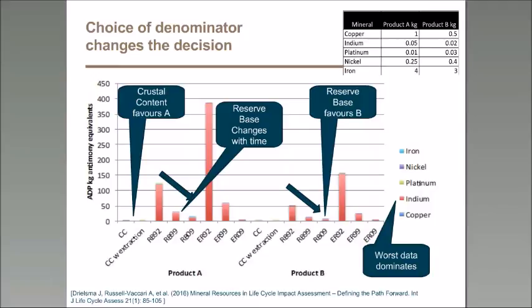And essentially, indium is driving the decision in this case. And what did we learn about the indium data a few slides back? That the indium data is in fact probably the worst data that's being utilized currently in this calculation. And the USGS, if you go and speak with their experts, they will tell you that.